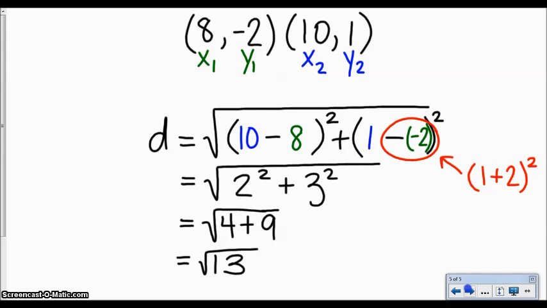Now, 13 is not a perfect square, so you can leave it like that unless they ask you to put it in decimal form. You can normally leave it as the exact answer, square root of 13. They might tell you to put it in decimal, but then all you do is take the square root of 13 and use as many decimal places as they ask.